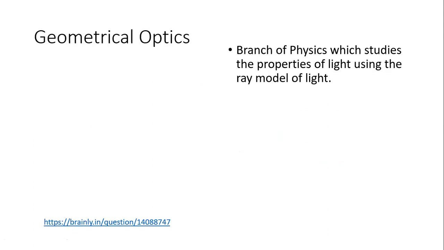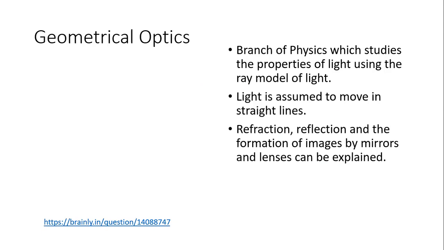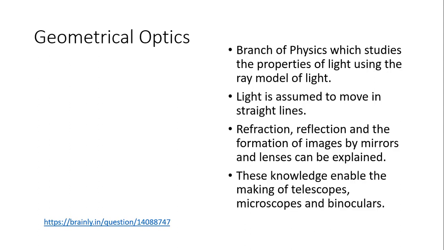Okay, geometric optics is just a branch of physics which studies the properties of light using the ray model of light. That means we think of light just as a ray. A ray is just a straight line. Light is assumed to move in a straight line. Light moves in straight lines, and the straight lines are called rays. Reflection and the formation of images by mirrors and lenses can be explained. This knowledge enables the making of telescopes, microscopes, and binoculars. That's the reason why we are studying lenses.